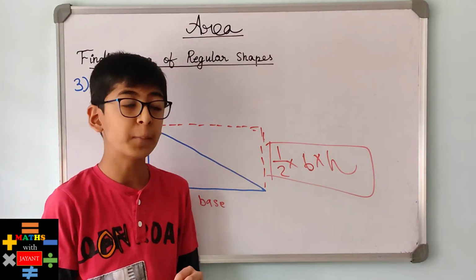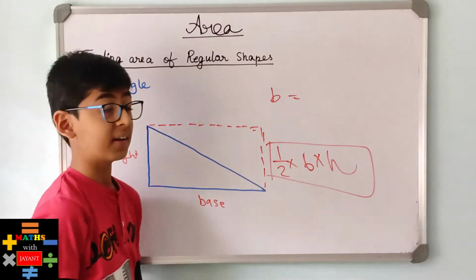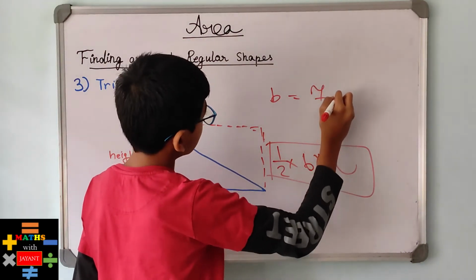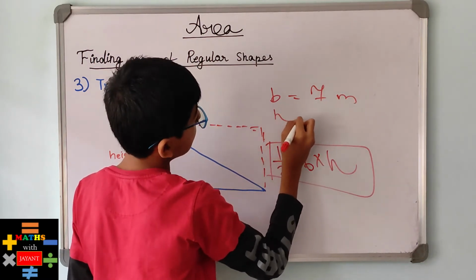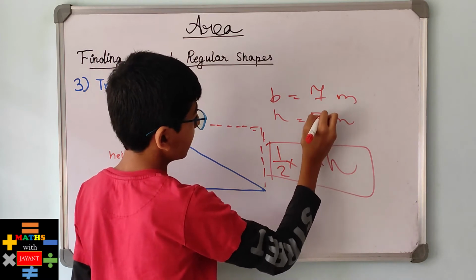Let us take an example to understand. Suppose the base of a triangle is 7 meter and its height is 5 meter. Or let us take the height as 6 meter.